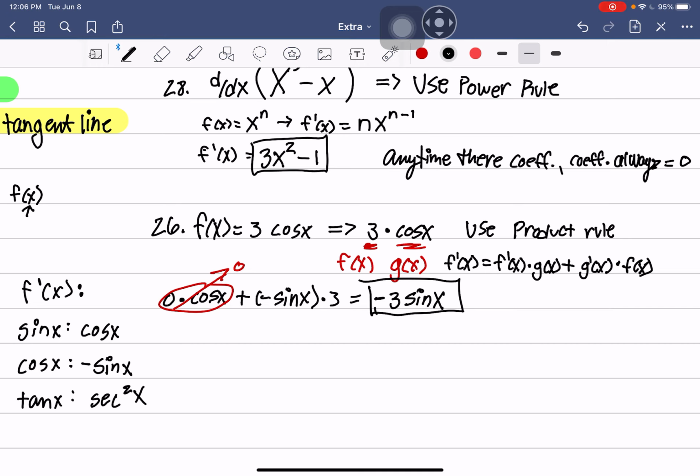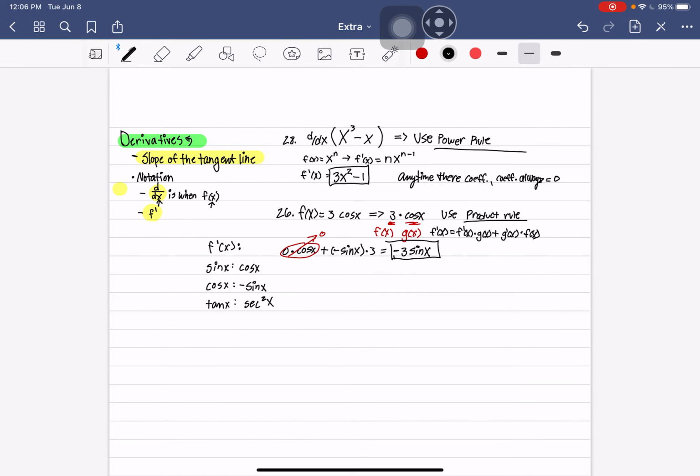This is how to do the power rule and the product rule of derivatives. I'm going to start a second video to show you how to do the quotient rule and how to do the chain rule, because I don't want this video to get too long.